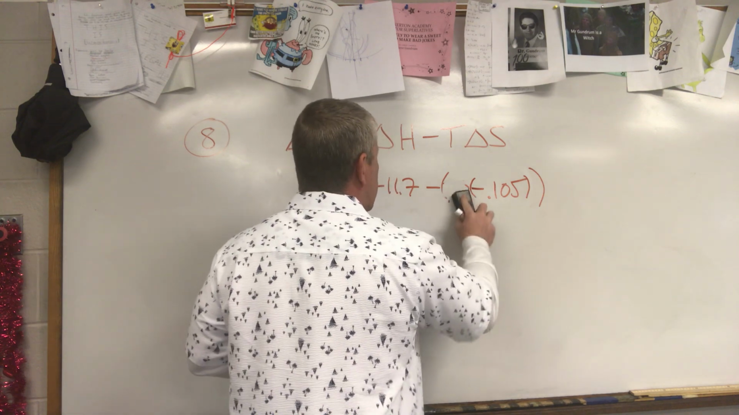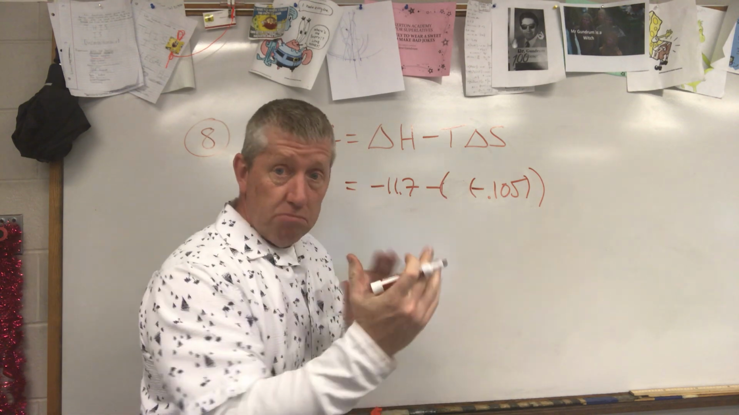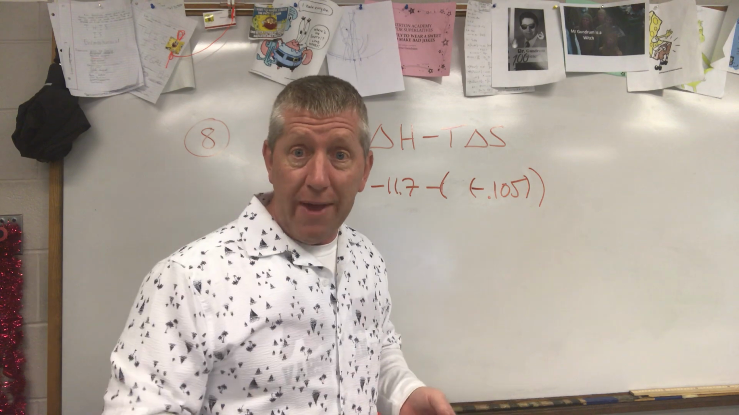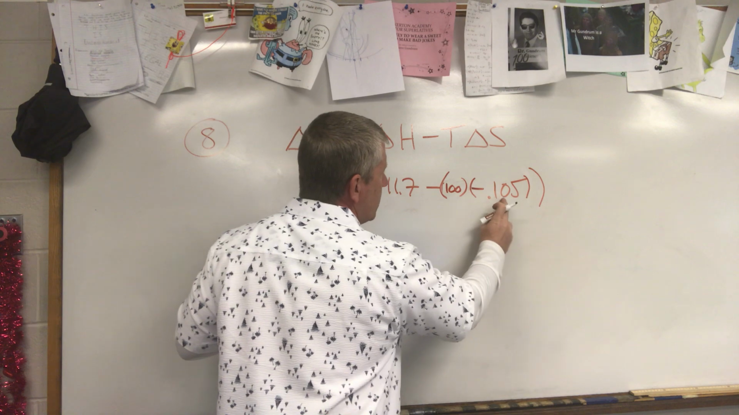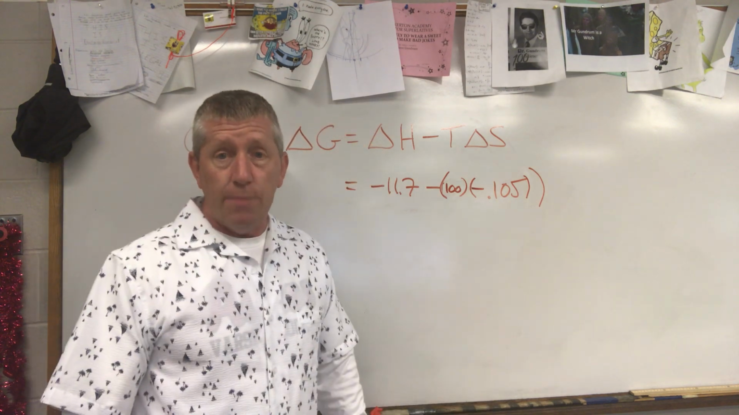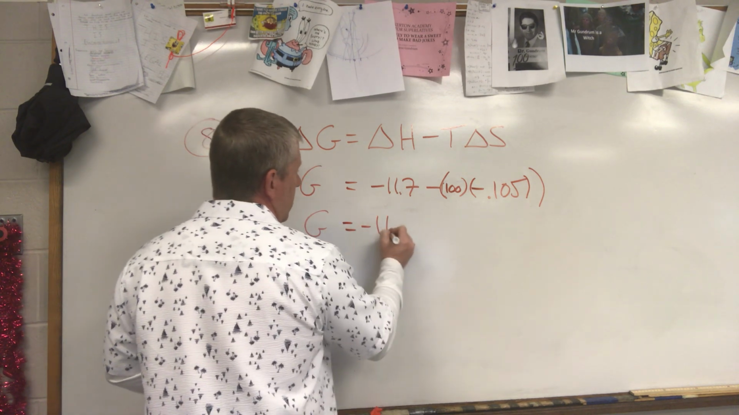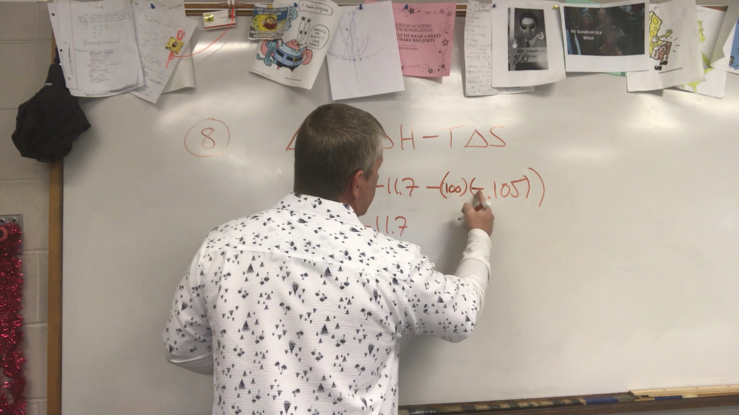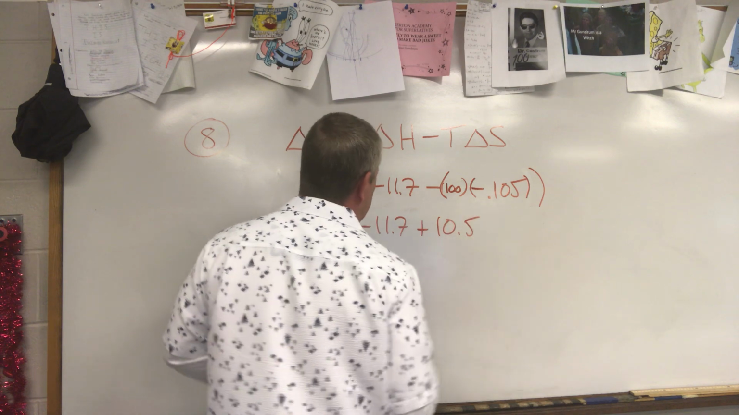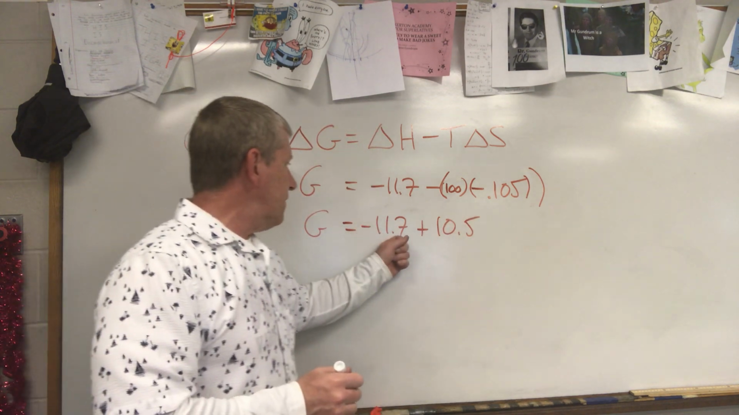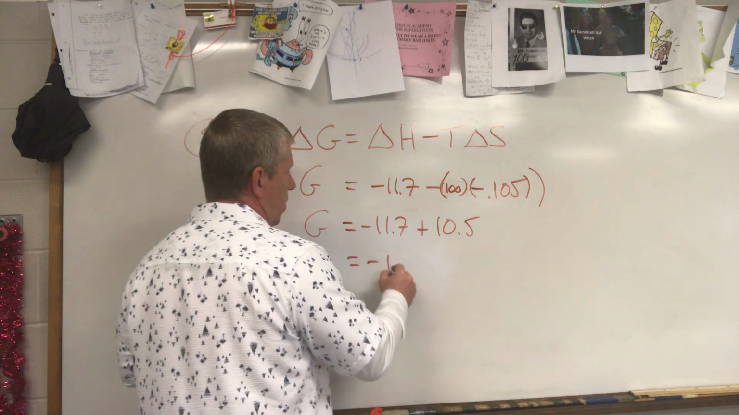Let's put in a temperature below 111. 100. 100 is below 111. That's an easy one to do math too. So what if I put 100 in here? Well, 100 times 0.105 is 10.5. So G is negative 11.7. This is minus a negative when I multiply those, so add 10.5. Negative 11.7 plus 10.5 is still negative, negative 1.2.